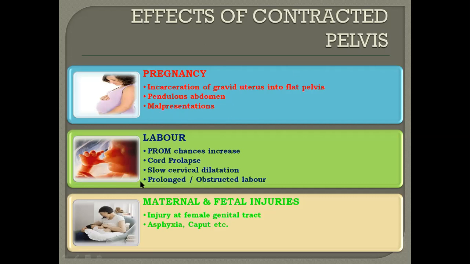During labor, due to the contracted pelvis, there is an increased chance of PROM. What is PROM? Premature rupture of membranes. Then cord prolapse, slow cervical dilatation, prolonged and obstructed labor. So that is the effect of contracted pelvis during labor. Now the effects for the mother and fetus: it can lead to injury to the female genital tract. Even for the baby, it can lead to asphyxia as well as formation of caput succedaneum. These are the effects.